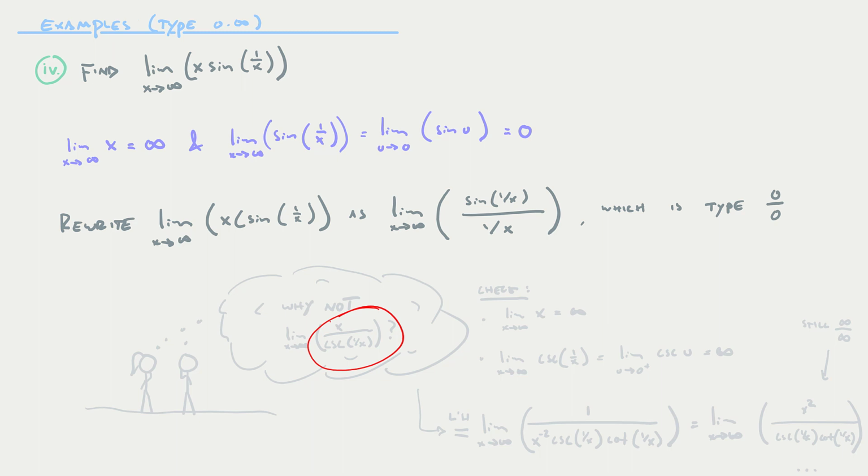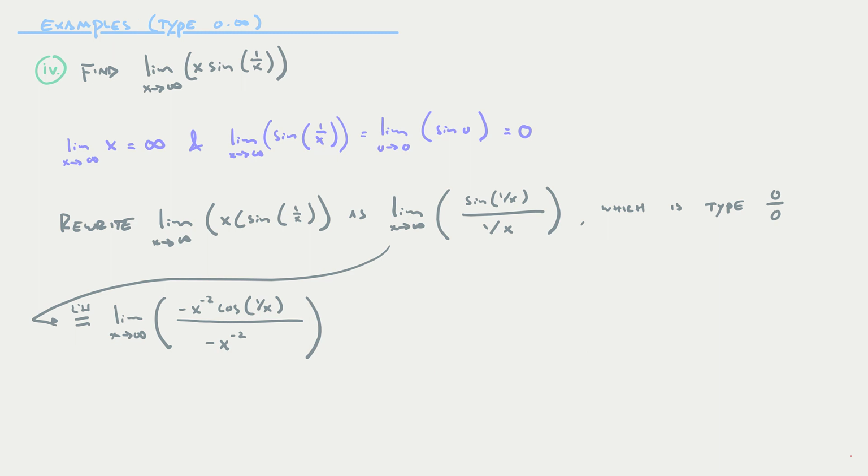And typically when that happens, I go back to the very beginning and flip the way that I rewrote the problem. In this example, what you end up getting is x squared divided by the cosecant of 1 over x times the cotangent of 1 over x, which is still infinity over infinity. And you could say, well, that's fine. Just use L'Hopital's again. You can do that, but look at the derivatives you're having to take now.